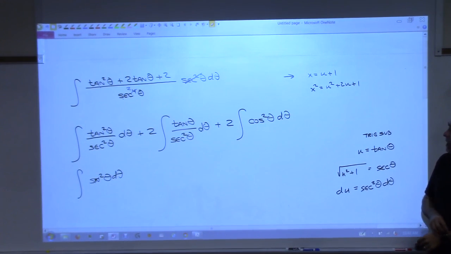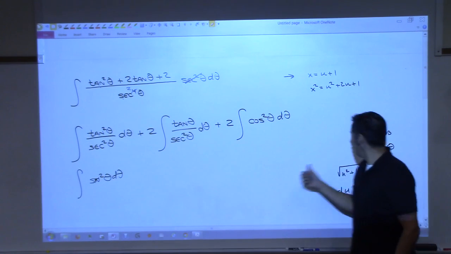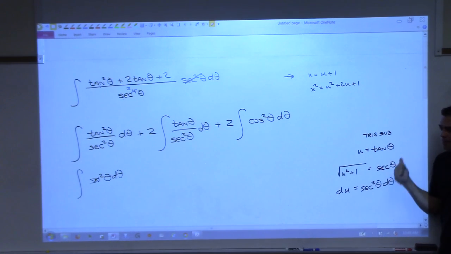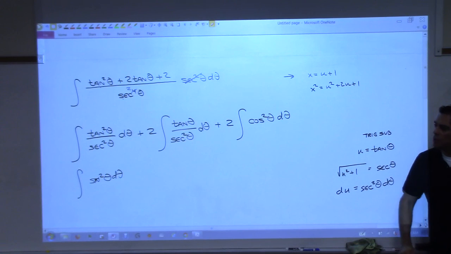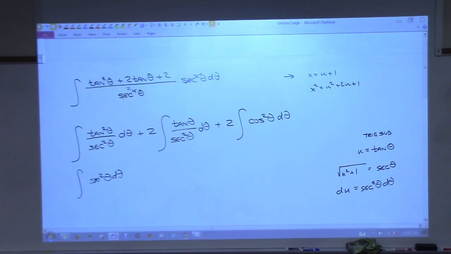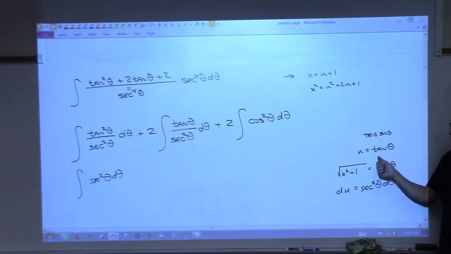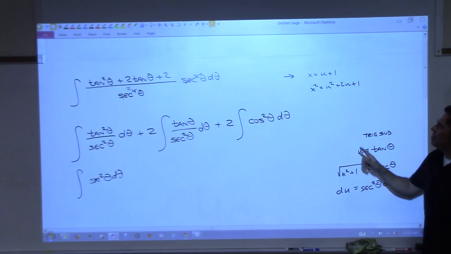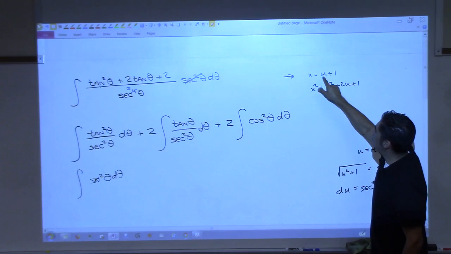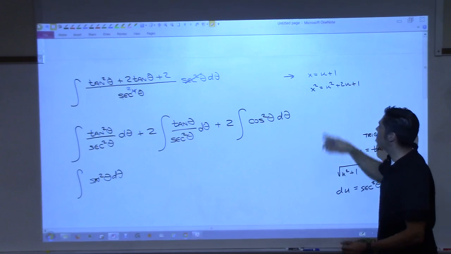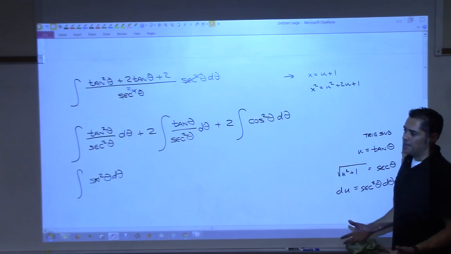You'll have to use your triangles to get back from theta to u. And this is where your triangle is going to come from. I would do that problem if I were you. After you get it from theta to u, then you get u to x. But u to x is easy because all you have to do to solve for x, x is just u plus 1. So whatever you get for u, just add 1 to it. And that's x.